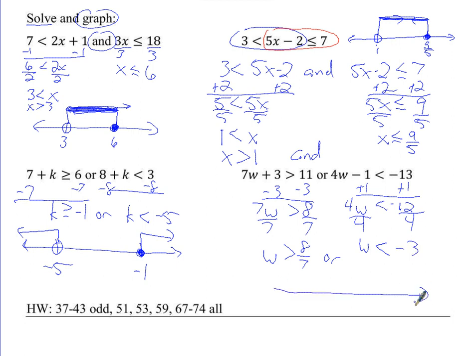Draw our number line. -3 on the left, 8/7 on the right. W is greater than 8/7, so that's an open circle, and greater than values, so to the right. W is less than -3, so open circle, and less than, so to the left. It does wind up looking like an or statement, so we're probably pretty good there.